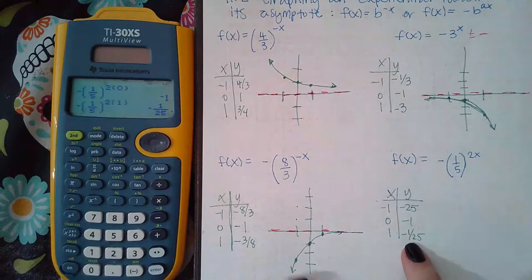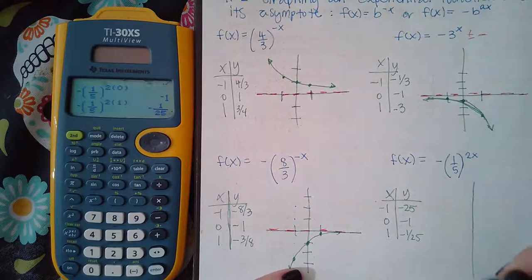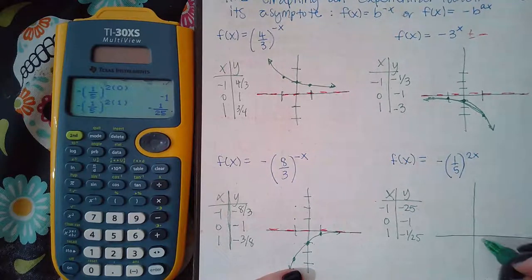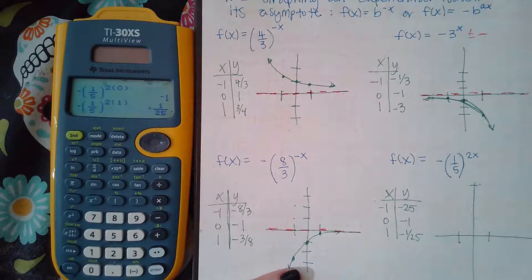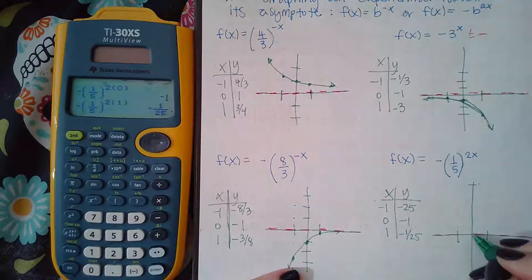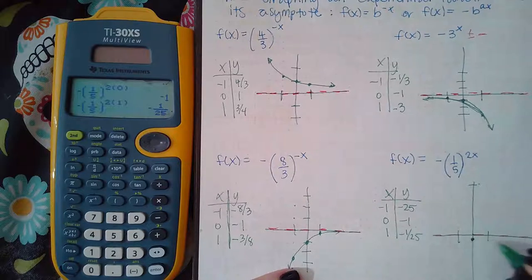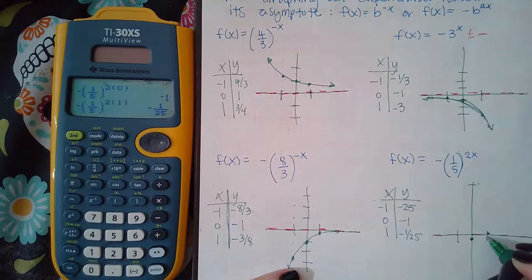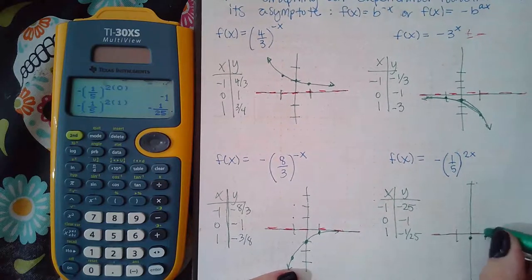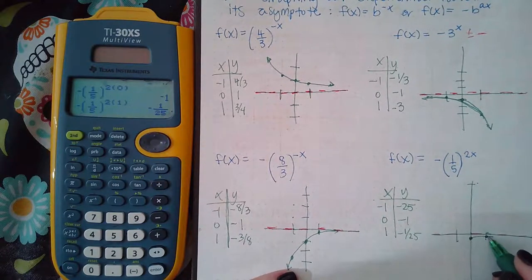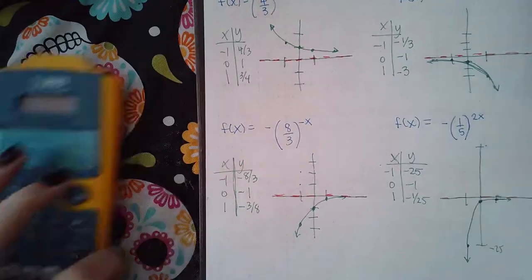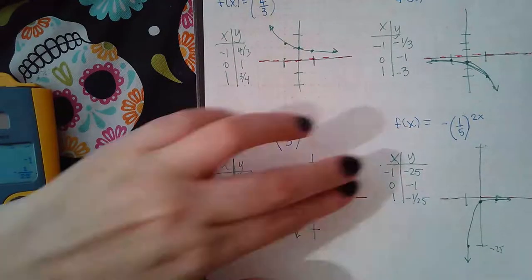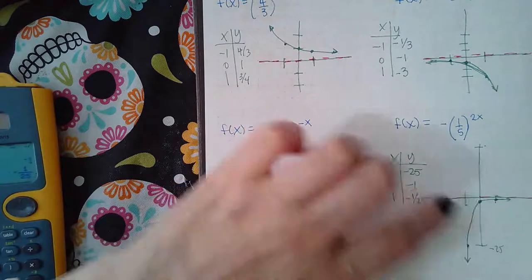Now this one especially, you're going to have to use that graph a point icon, because normally the graph doesn't go that high. So you plot, we'll just say this down here is negative 25. Your asymptote is there. So you plot negative 1 and negative 25, 0 and negative 1, and then positive 1 and negative 1/25. So it's real close to the x-axis, but it's underneath, and so then it looks kind of like that. You don't have to worry about it, the computer will graph it for you. Just make sure you plot your points, graph your asymptote, and then click the graphing function.